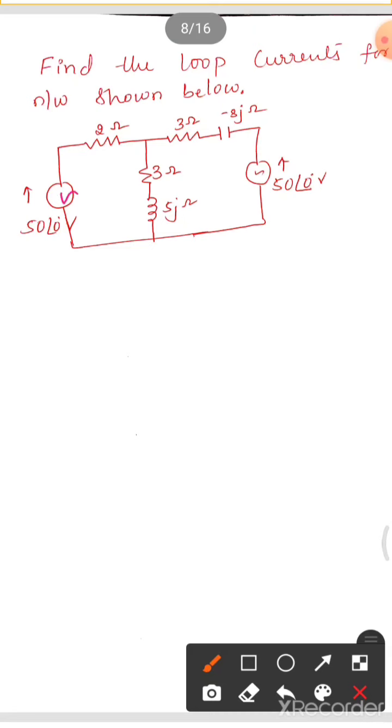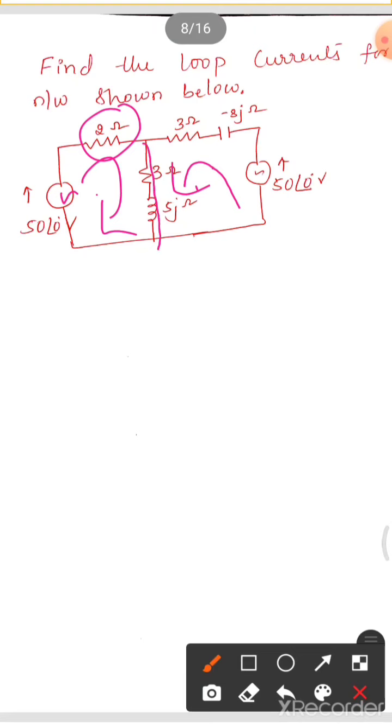Now we can take two loop currents because there are two loops. You can observe in the first loop we will take a direction like this. Another one, let's take a direction like this. You can take an opposite direction, but for now we'll deal with this and then we can discuss that. Then in the first loop a 2 ohm resistance is there.